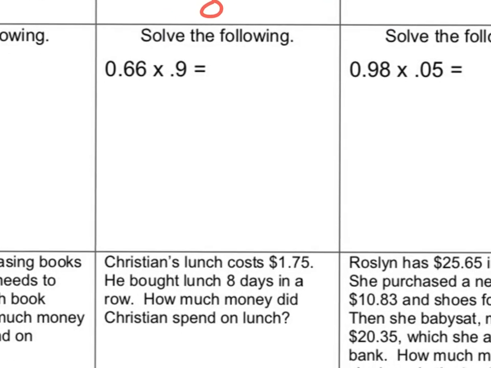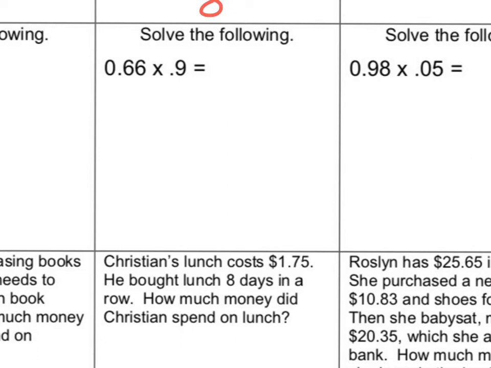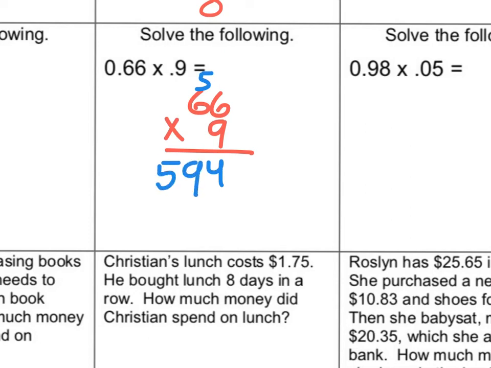For the next one, it says solve the following. So you're just going to imagine the 66 or the 6666, and the 9/10 is just 9, multiply normally. 9 times 6 is 54. 9 times 6 is 54 again, and then add 5 will be 59. And then your decimal needs to go in the right spot. You have 1 number, 2 numbers, 3 numbers behind the decimal, so you have thousands. So it'll be right there. So the product would be 594 thousandths.